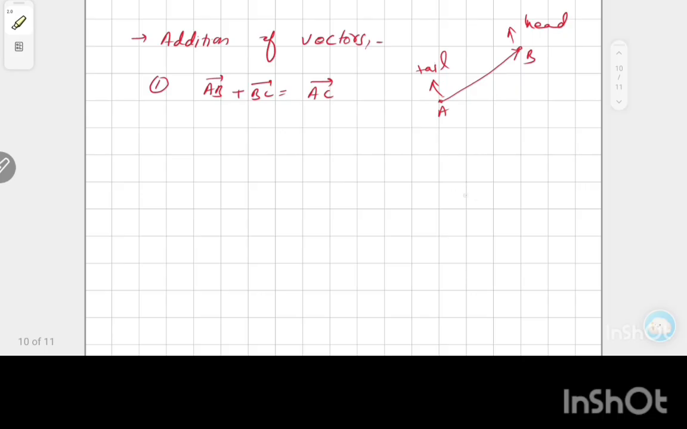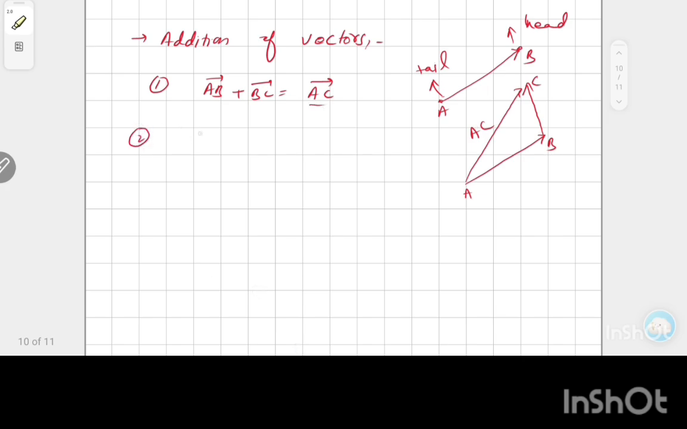Look at this one. This is your vector AB. This is your vector BC. This is AB, and this is BC. So we call this the head to tail rule. Tail to tail, head to head. We have to write it as AC. We have to prove that this is AC.